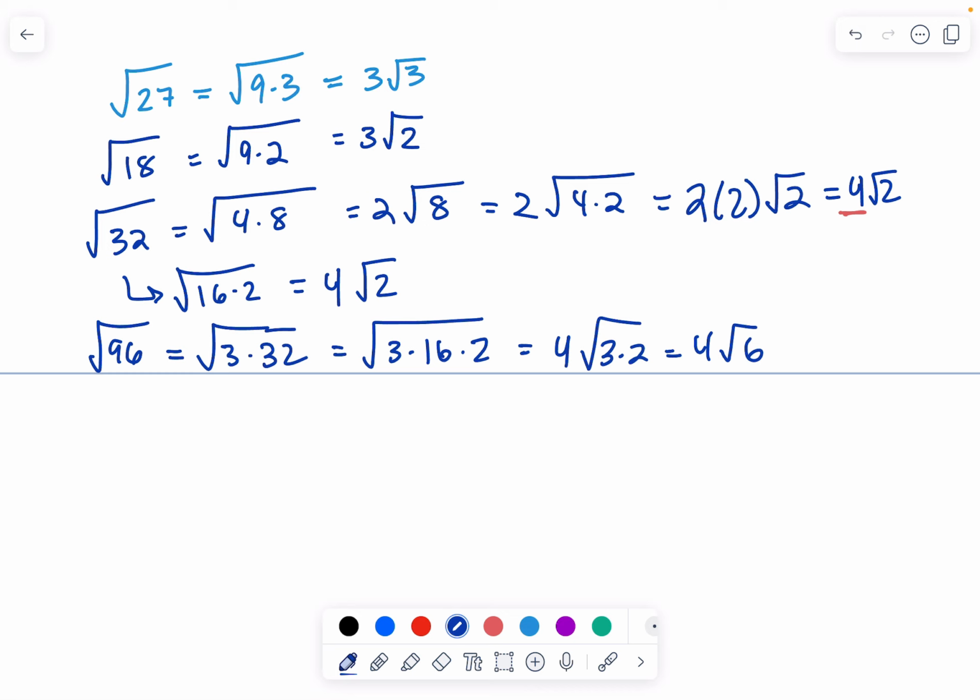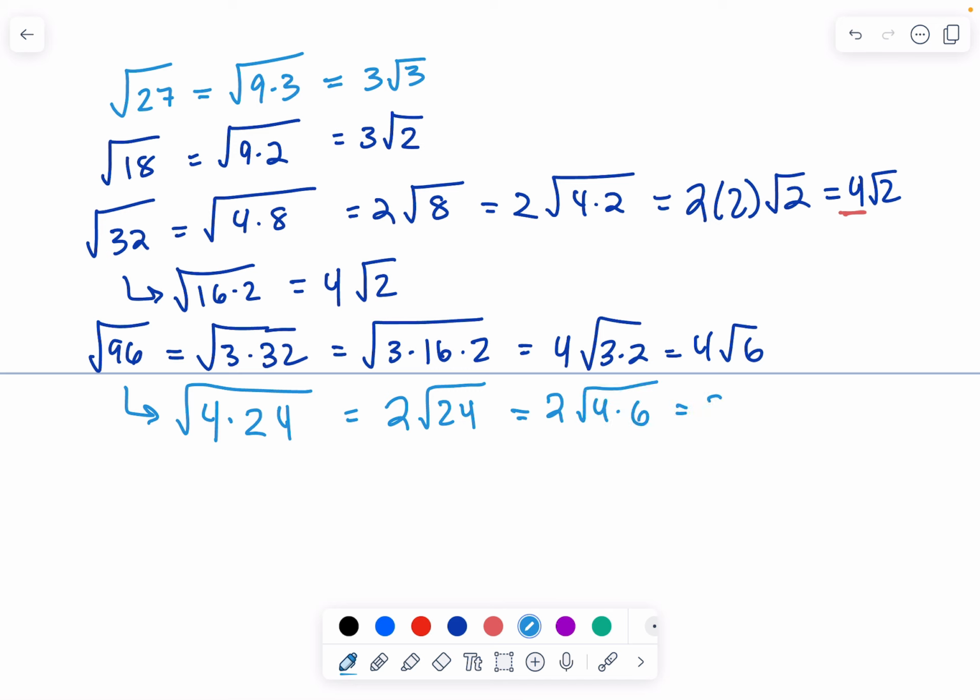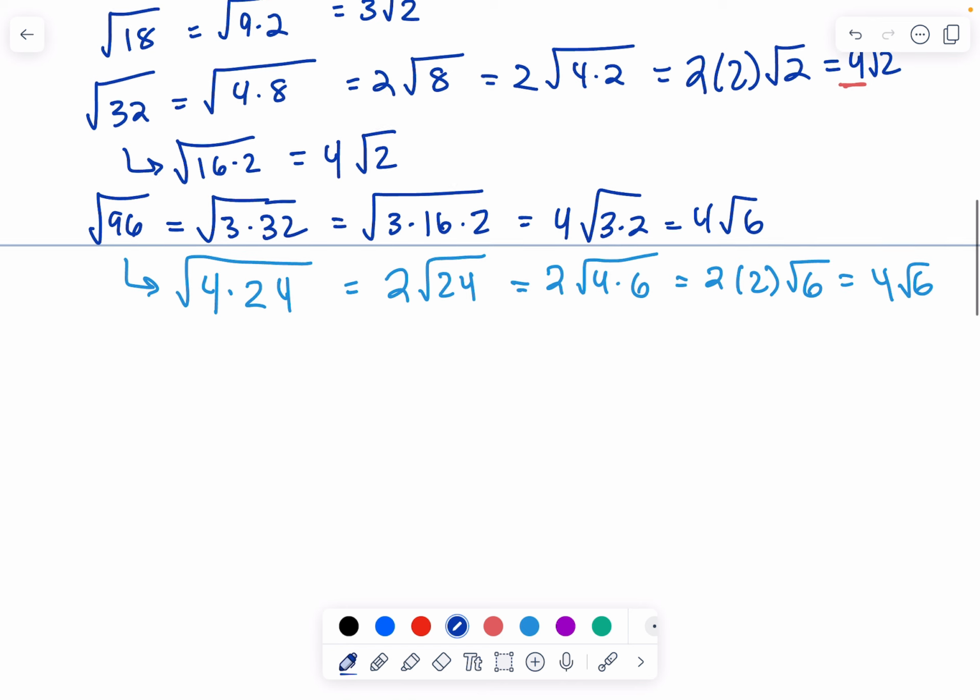Which again, you could have gotten this answer doing it a whole bunch of other ways. I could have noticed that the square root of 96 is also equivalent to the square root of 4 times 24. So the square root of 4 is 2. Leave the 24. But the square root of 24 has a perfect square that it can go into. So 4 and 6. The square root of 4 is 2, so 2 times 2 on the outside, and notice I still get the same answer. Different ways of doing it, still get the same result. Okay, let's try another one.